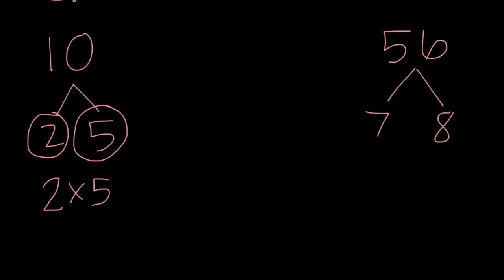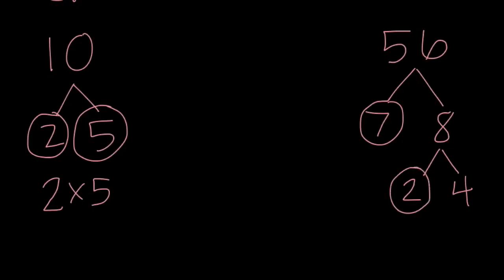I'll have to think about 7 for a second, but I know that it's a prime number because the only factors of 7 are 1 and 7. So I'm going to circle that because it is prime. But 8 I can break down a little bit further. So I know that two factors of 8 are 2 times 4.